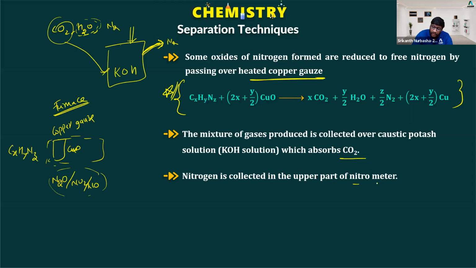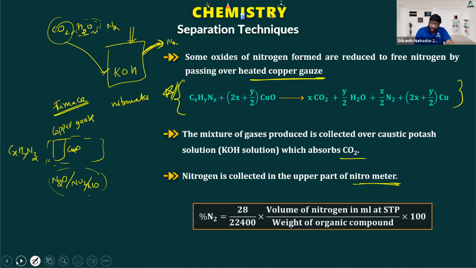Nitrogen is collected in the upper part of the nitrometer. Here we have the nitrometer. In the nitrometer, the KOH is there. KOH will absorb carbon dioxide and N2 will be collected in the upper part of the nitrometer. This is the formula.